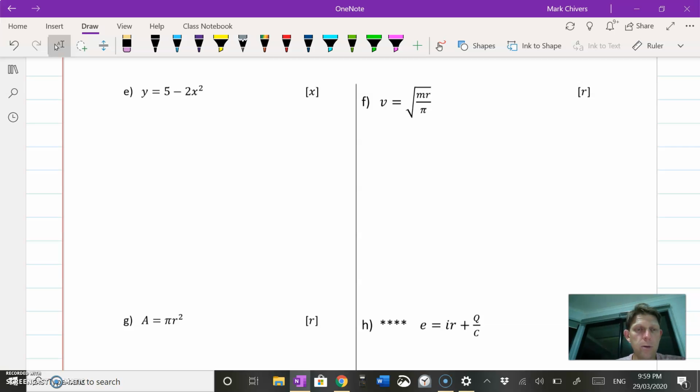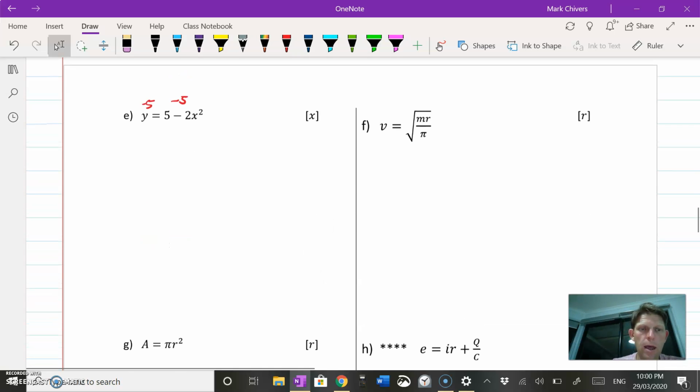So for this next one, once again, I'm going to deal with getting rid of that 5 first. So I'm going to take away 5 from both sides. That's going to deal with that nicely for me. So I'll rewrite that as y minus 5 equals minus 2x squared.